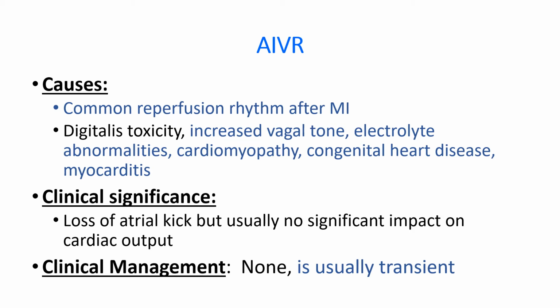Oftentimes you may see it with digitalis toxicity because of the increased vagal tone, electrolyte abnormalities, any type of change in structure that can happen in a cardiomyopathy or congenital heart disease or any kind of myocarditis. But again, the loss of atrial kick usually has no significant impact on the cardiac output because your heart rate is fast enough to maintain a pretty good cardiac output. And your management is usually none, because it's usually transient. It usually will go away on its own.